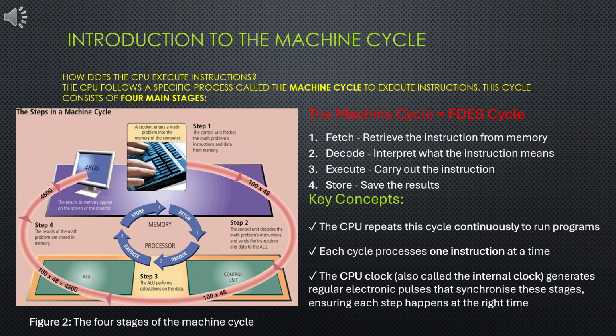Two key concepts are vital here. First, the CPU repeats this cycle continuously to run all programs, processing one instruction at a time. Second, every step is perfectly synchronized by the CPU clock, which generates regular electronic pulses, ensuring all these operations happen at just the right microsecond.